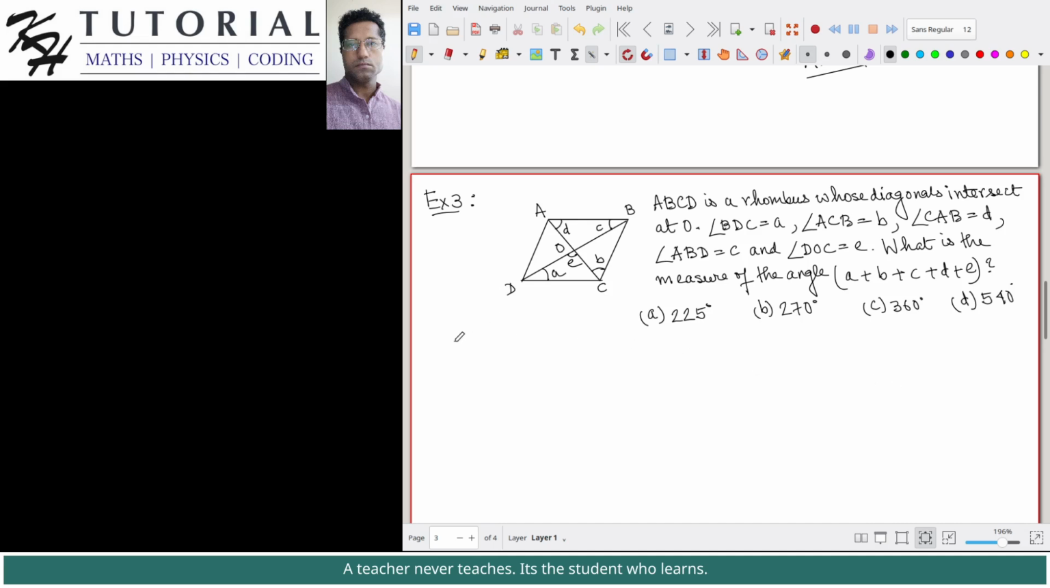Now, first of all, the diagonals will intersect at right angles. Since this is a rhombus and the diagonals AC and BD are intersecting at the point O, we must have E equal to 90 degrees. E is the angle DOC, and the diagonals BD and AC are intersecting at right angles at the point O. So angle DOC must be equal to 90 degrees, and angle DOC is marked as angle E. So E is equal to 90 degrees.